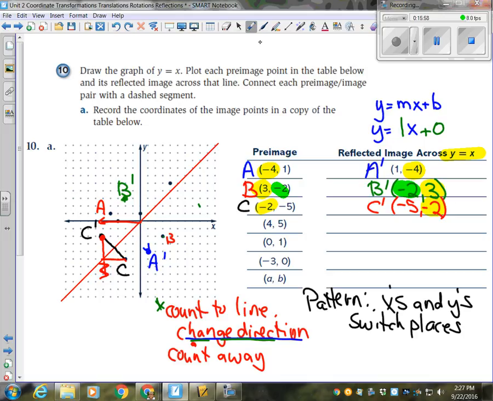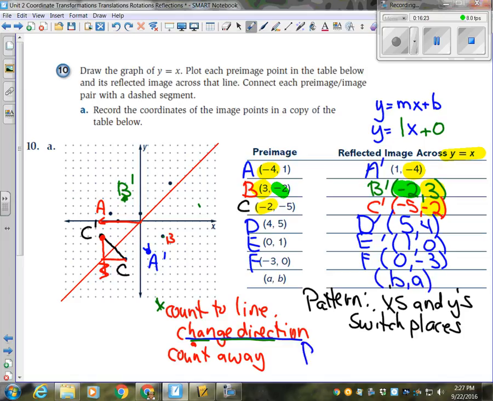All right, just to complete this activity, just to make sure, D would be what? D prime would be 5, 4. We'll call that E prime would be 1, 0. And then F would be 0, -3. I'm not changing signs, I'm just changing positions. So the generic A and B would simply be B, A.